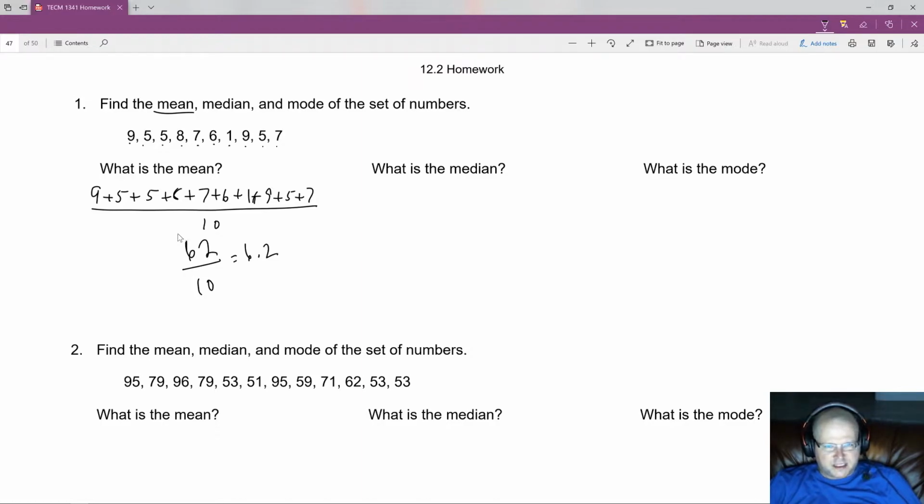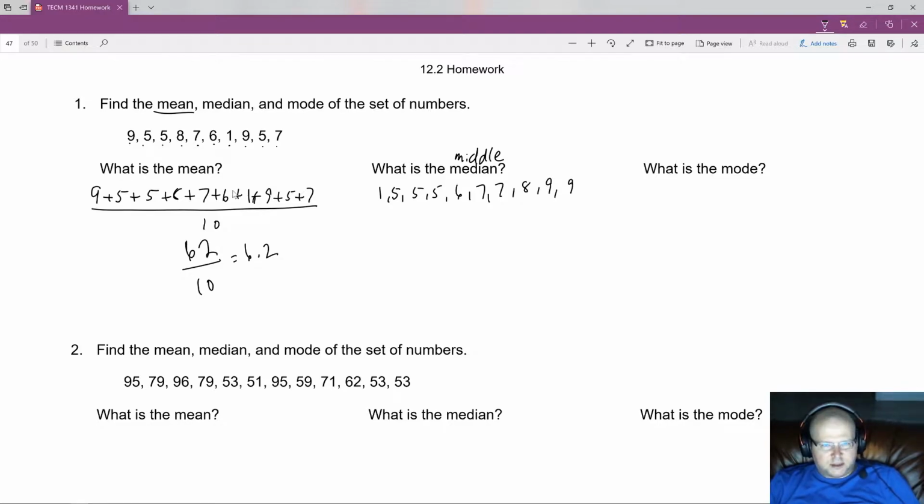Now, when they're asking for a median, that's really the middle. So whenever they say median, you know they mean the middle. All right. So what we do is first we need to reorder them in this ascending order. So in this case, there's a 1, so we go first, and then we have a 5, a 5, a 5, a 6, a 7, a 7, an 8, a 9, and a 9.